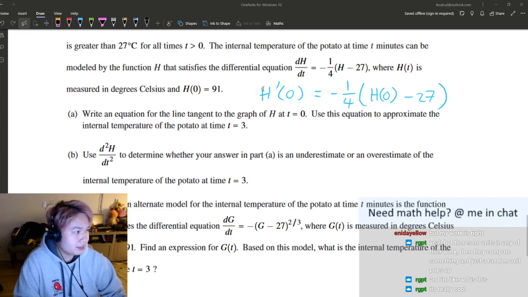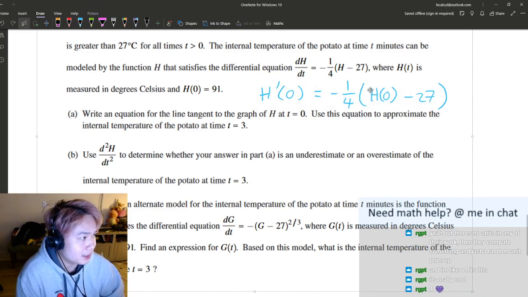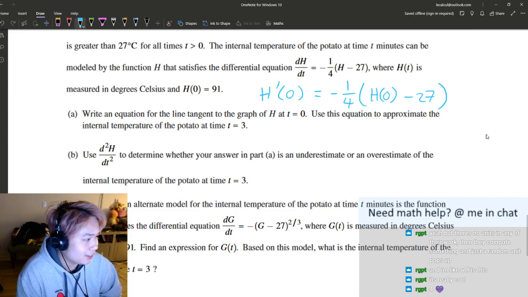Okay, so I need to find the derivative at 0. So I plug in 0, and then h is a function of t, so I'm plugging in h of 0. Yeah, 4 hearts. Or if it's on Facebook, they draw a little thumbs up.